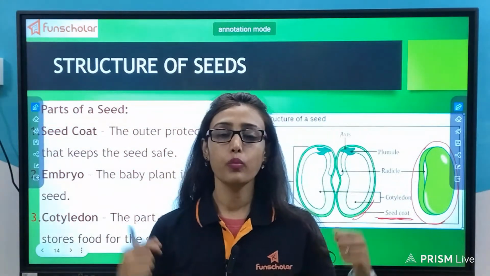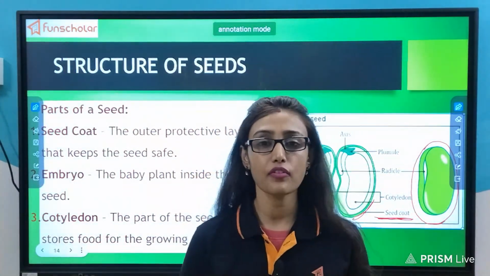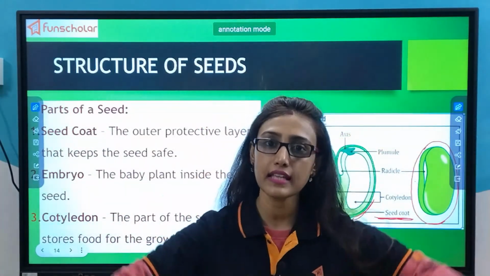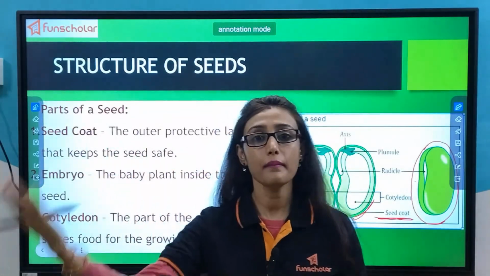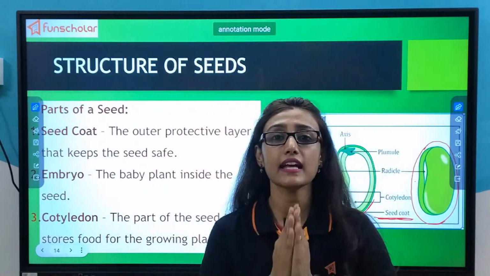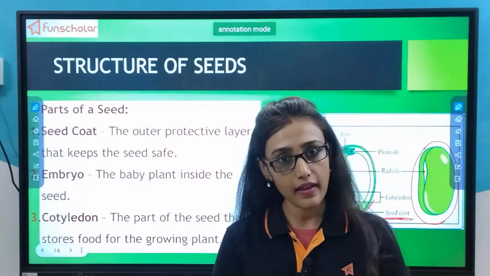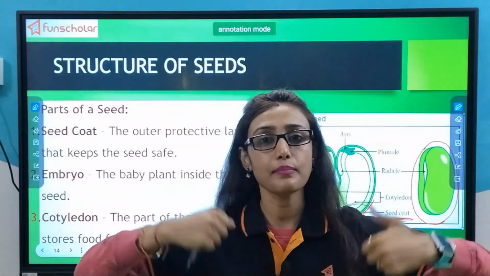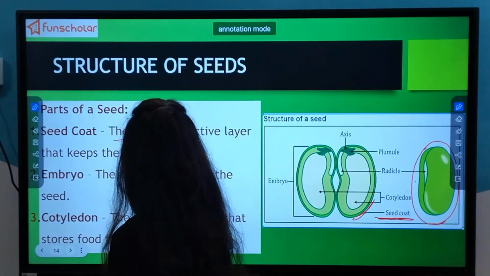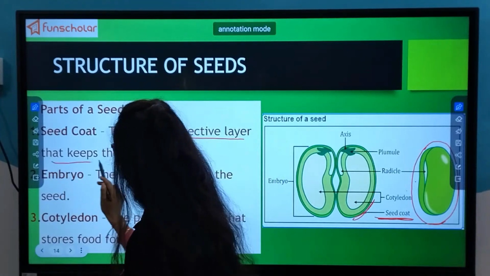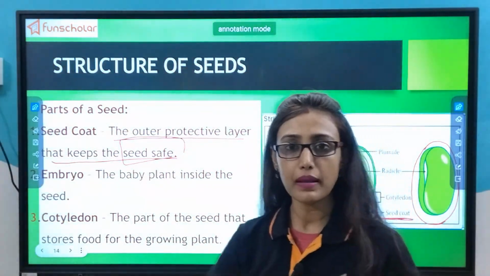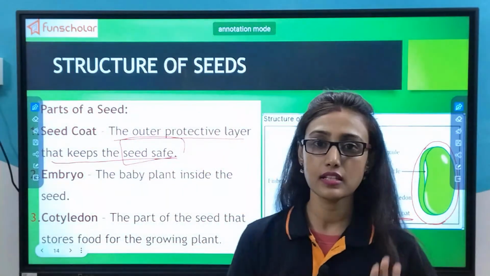Why seed coat? We wear coat to protect ourselves from harsh weather conditions. Similarly, the plants have this seed coat to protect themselves from weather, from various agents, or from any external injury. So it acts as a protective cover. That is why seed coat is necessary. Seed coat is the outer protective layer that keeps the seeds safe and intact so that the baby plant can grow if the right conditions are made.